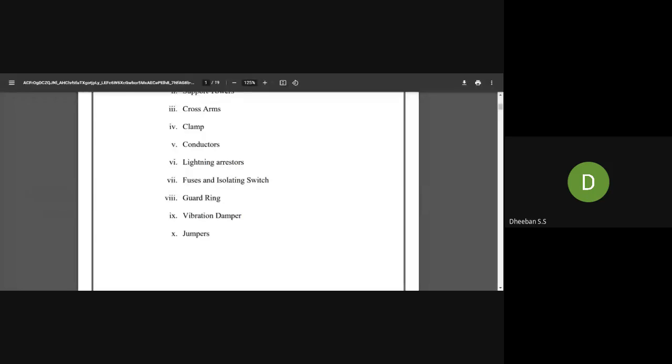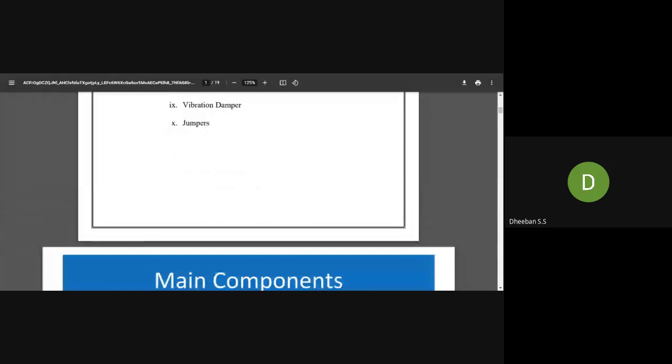Next is the cross arms, followed by the clamp, then conductors, which I have already shown in the classroom. Next are lightning arresters, fuses, then isolating switch, guard ring, vibration damper, and finally jumpers. We'll see each and everything in a pictorial format, so it will be easy for you to understand after seeing the pictures. Okay, so moving on to the main components.